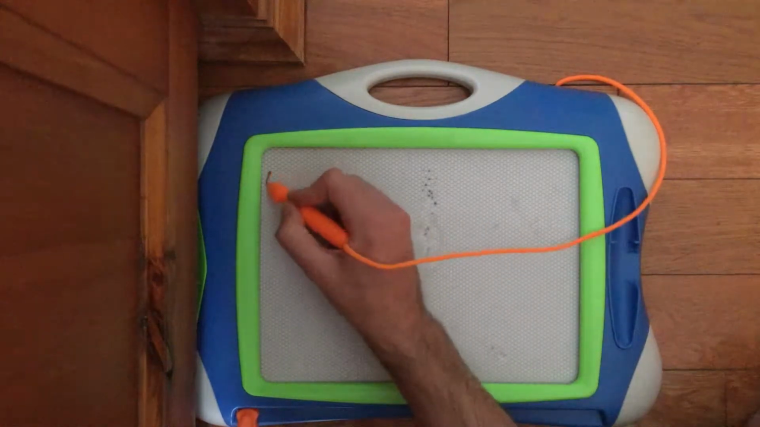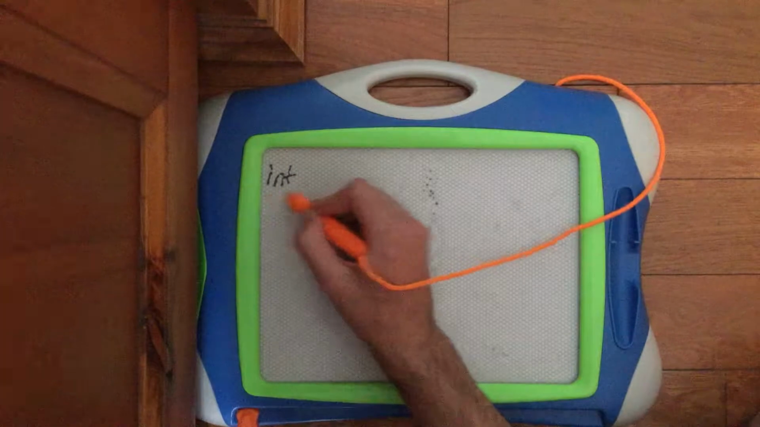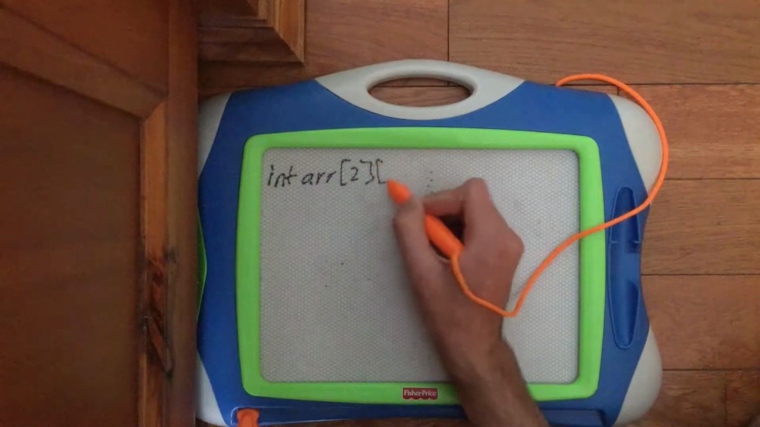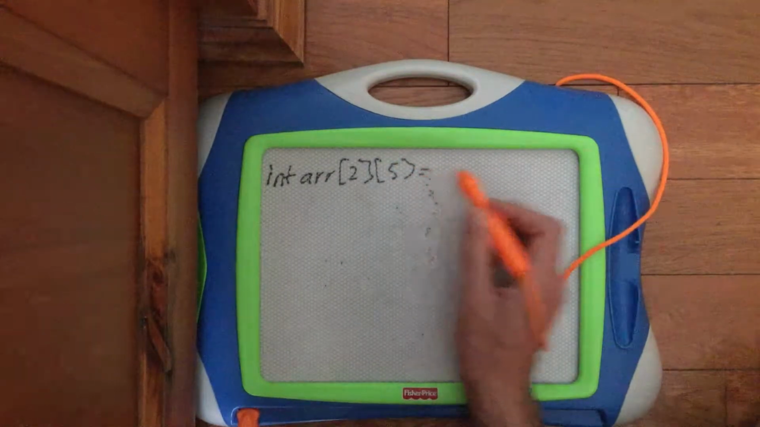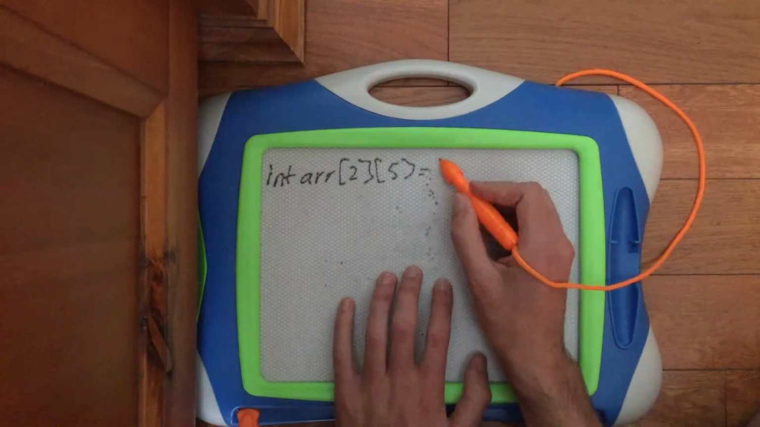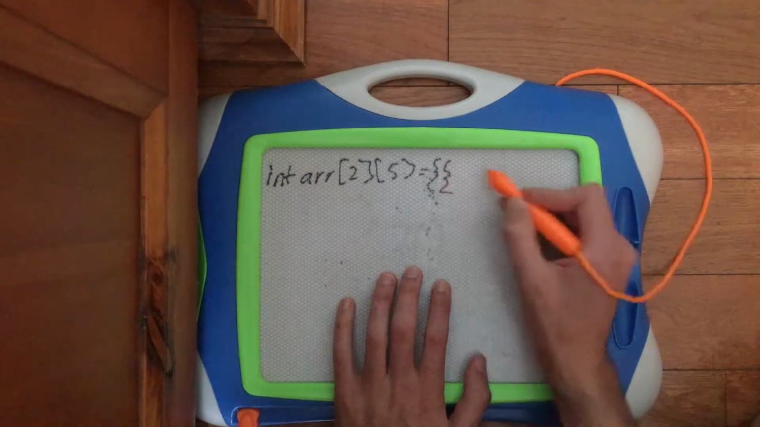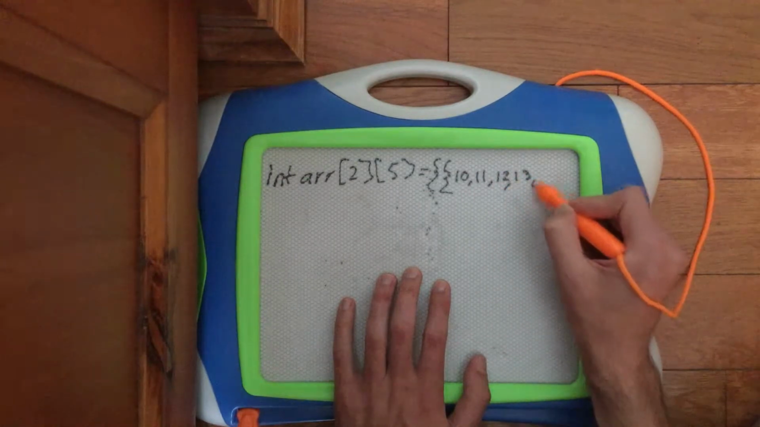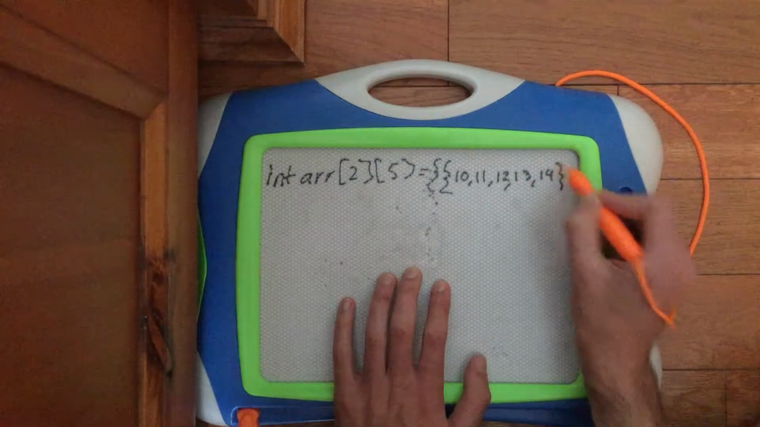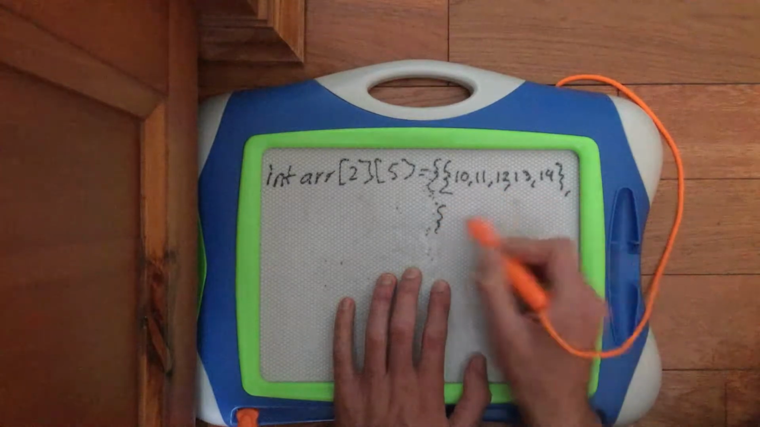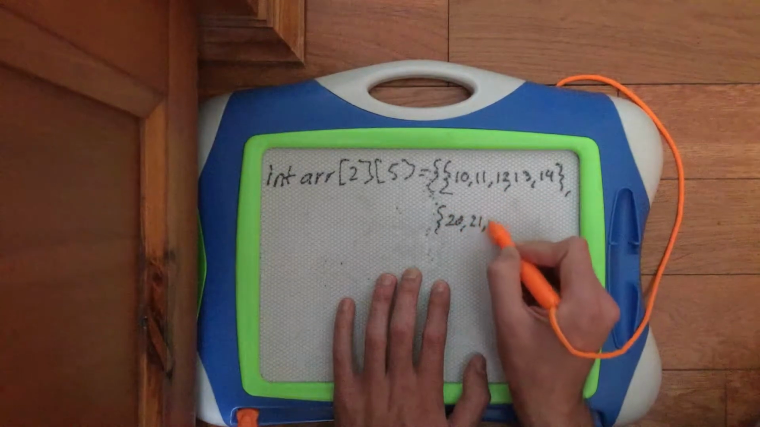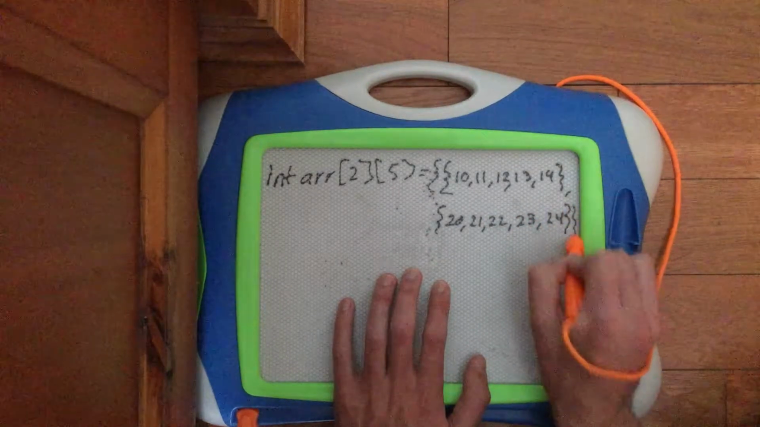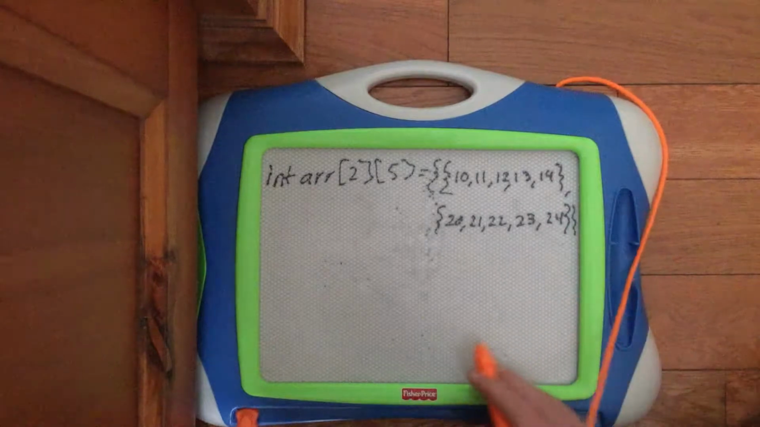You could do int, that defines the data type of the array, int array, let's say 2 rows, 5 columns. And then this array could contain the elements, let's say 10, 11, 12, 13, and 14. And then that's the first row. And then 20, 21, 22, 23, and 24. That's the second row. So let's say that's our next array we're going to be working with.